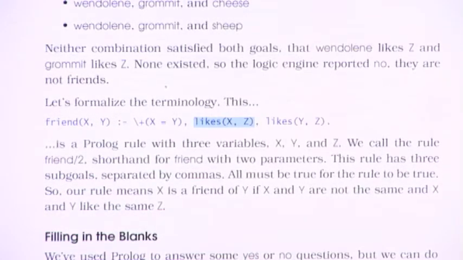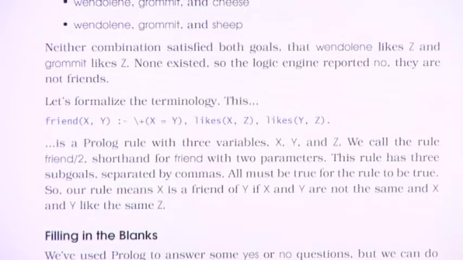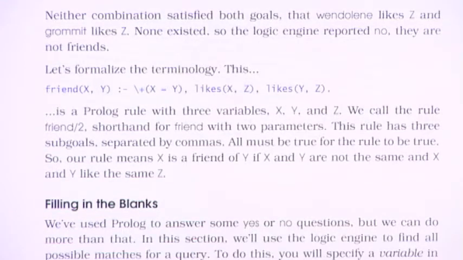So first it'll try every value of X and Y that it can. It'll assign, for example, Wendelin, and it'll find out that Wendelin is equal to Wendelin, so that doesn't work. Then it'll try Wendelin and Gromit, and finds out that they don't like the same things. Then it'll try Wendelin and Wallace, and finds out they don't like the same things. And then it'll finally try Gromit and Wallace. Gromit and Gromit, they're the same, and then Gromit and Wallace finally result in two likes that can be determined to be the same.